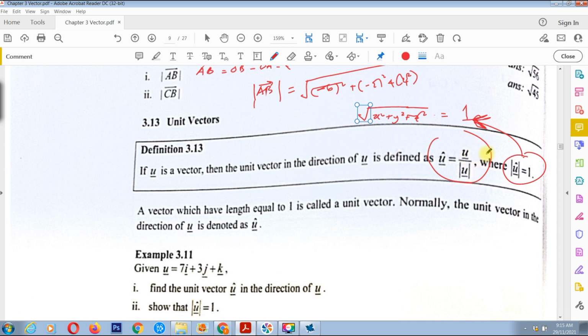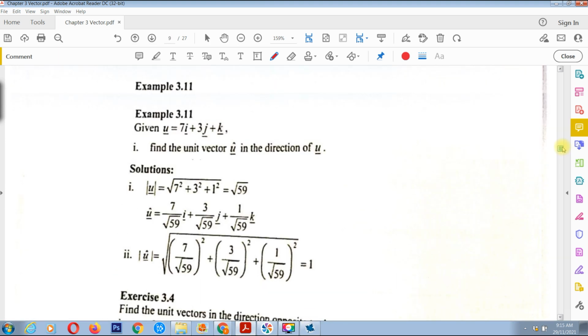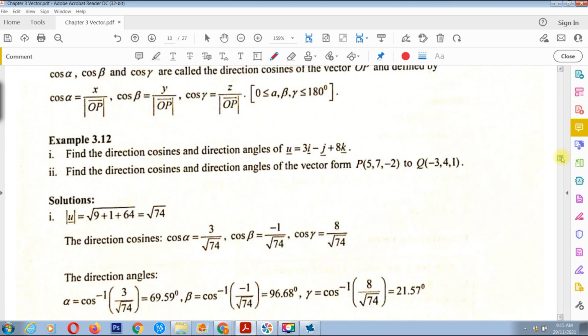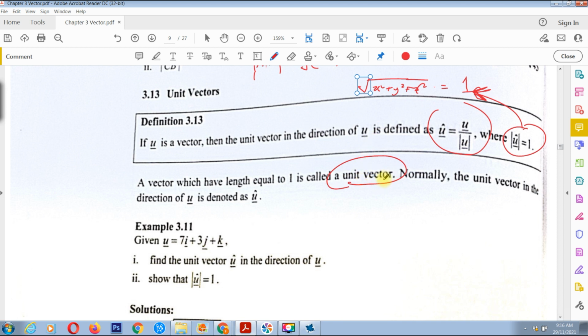But we need to make this first. A vector with a length equal to 1 is called a unit vector. Normally a unit vector in a direction u is called u hat. So given by this, find the unit vector in the direction of u, and show that the magnitude of u bar, the distance of u bar, is 1. So by using this formula, the unit vector formula.